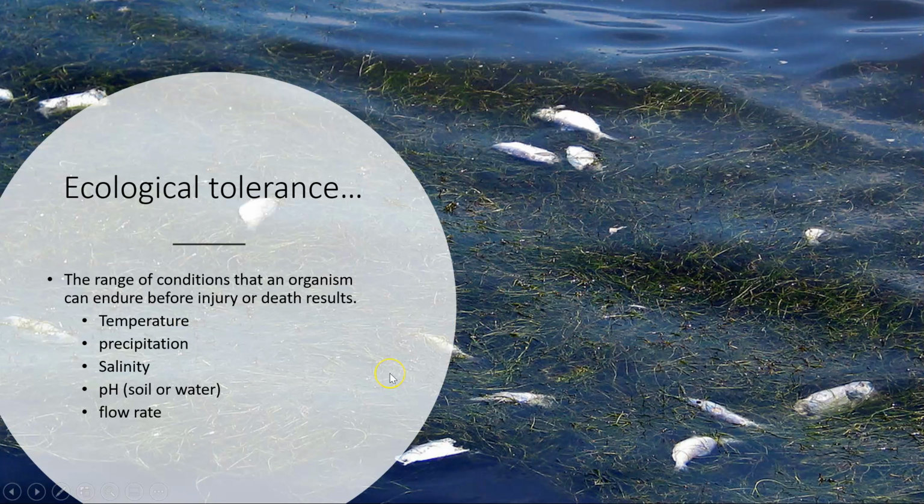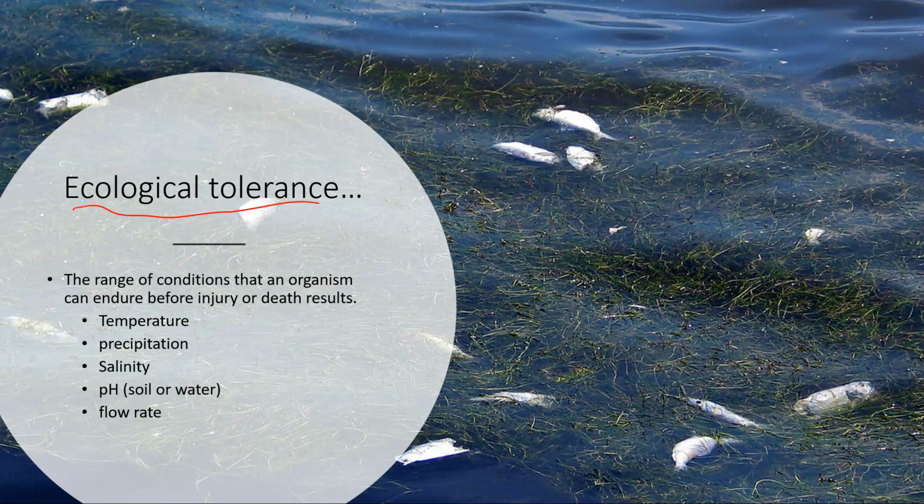So when we talk about the term ecological tolerance in this class, we are talking about the range in conditions that an organism can tolerate, and that range in conditions is what dictates where we would find that organism and where we would not. The conditions we're talking about are what we're going to call limiting factors from here on out.